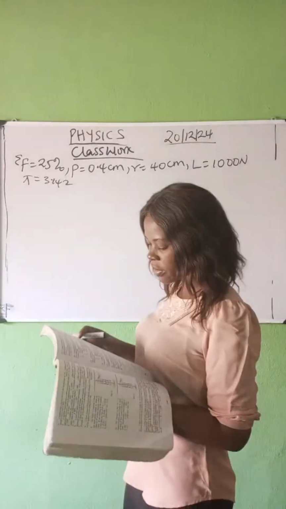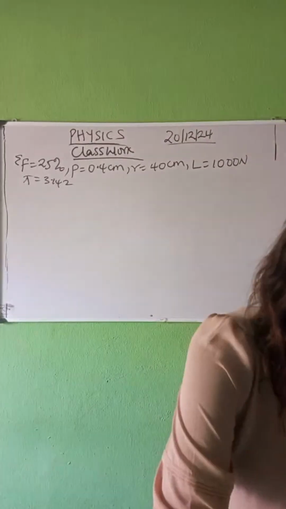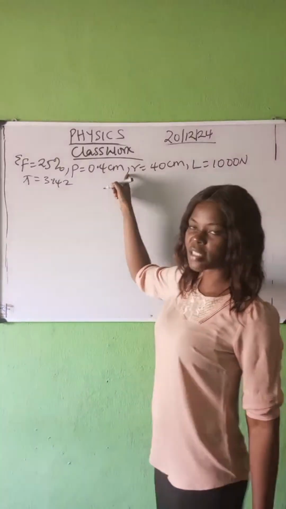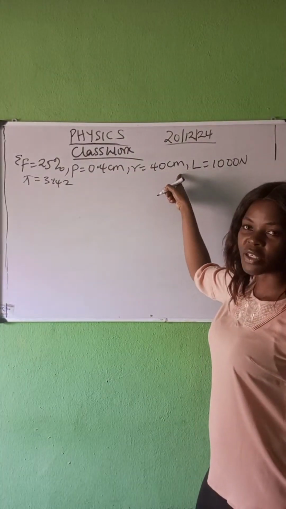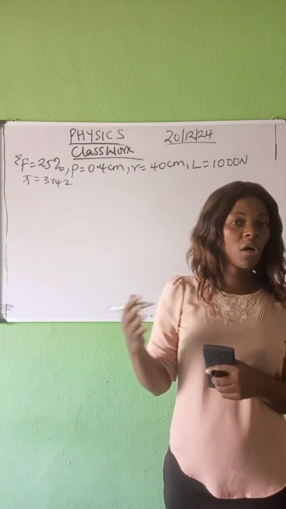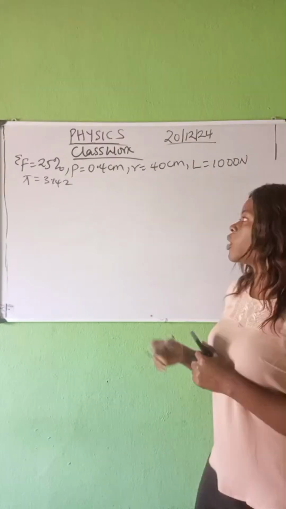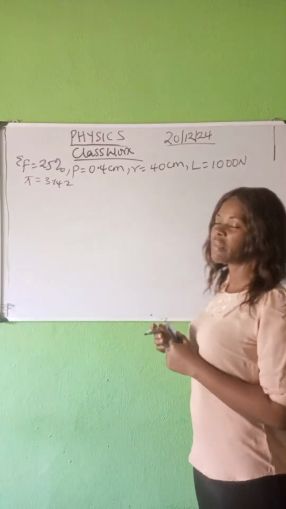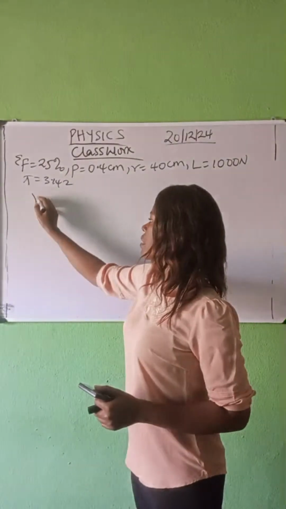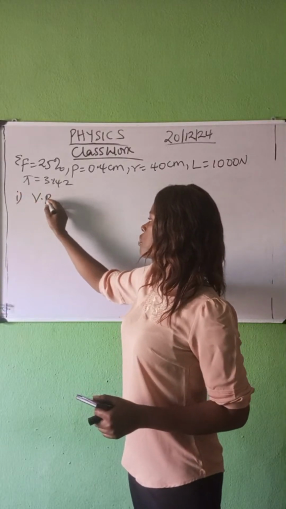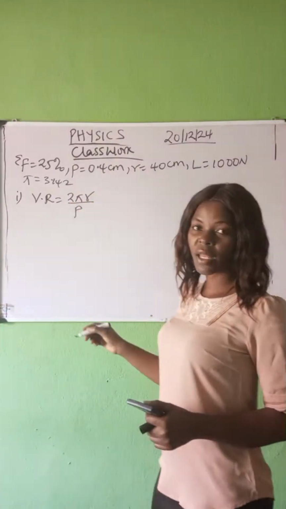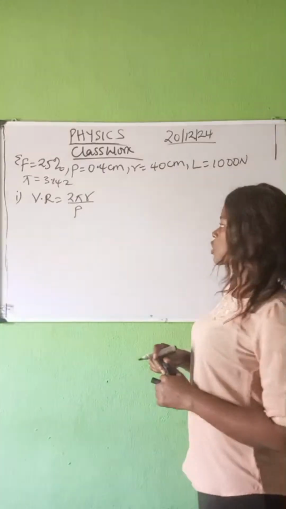Now the first question we are asked is to find the velocity ratio. For us to be able to find the velocity ratio, you must look at the units. The pitch has a unit of centimeter, while the radius has a unit of centimeter. So you don't need to convert. In the previous one we saw, one was in centimeter and the other was in a different unit. Since both of them have the same unit, centimeter, you're just going to work it out that way. So we have the first one, which is velocity ratio. The formula is 2 pi r over pitch. That is the formula for the velocity ratio of a screw jack.